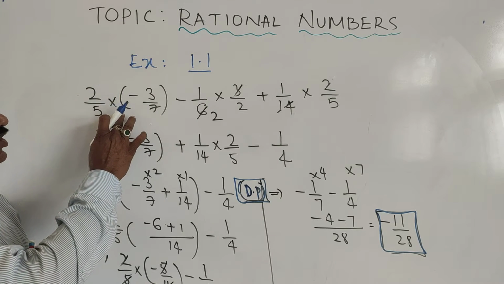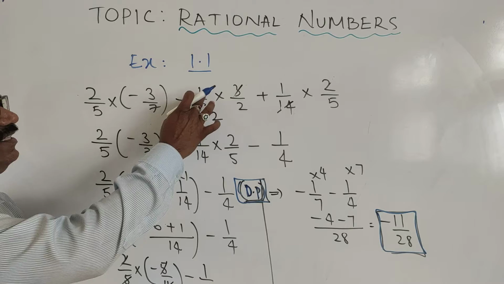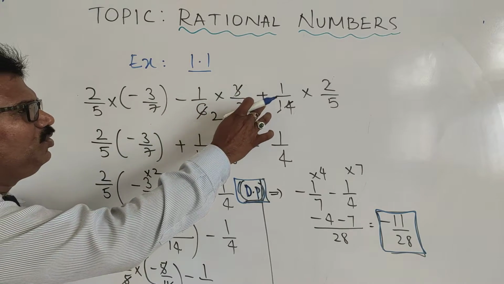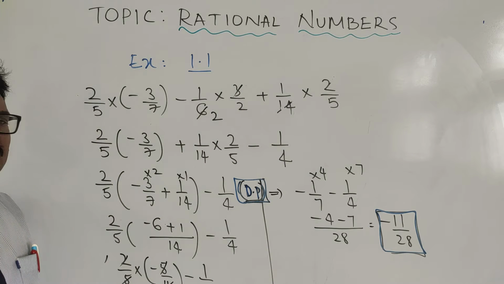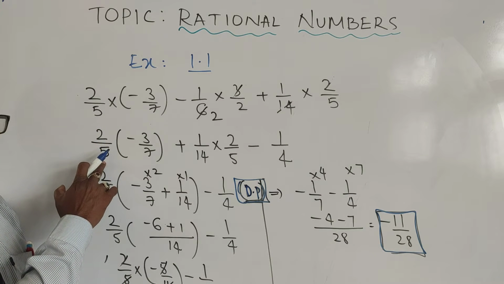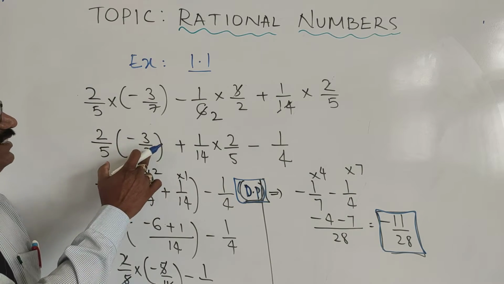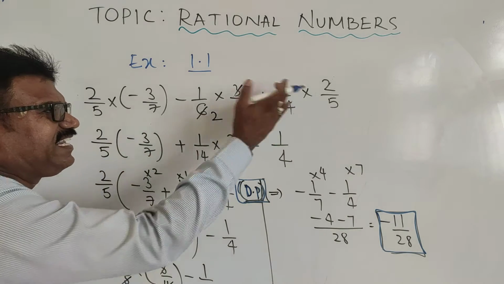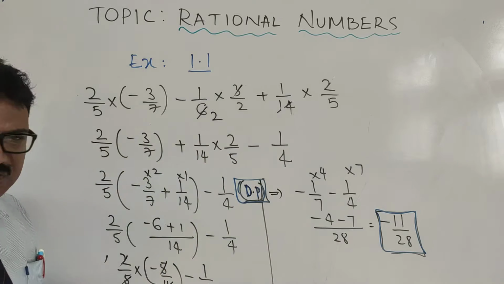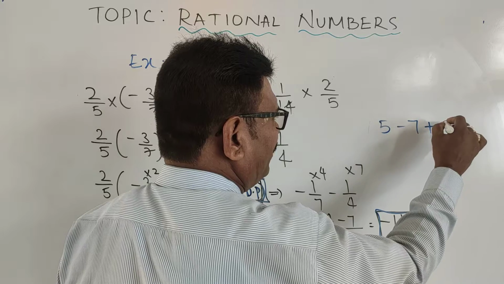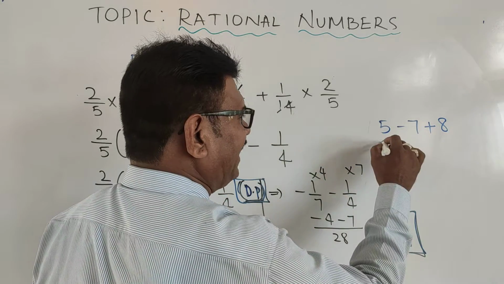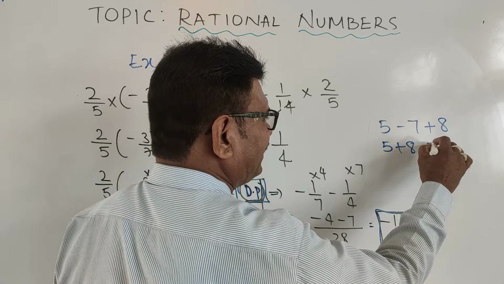2 by 5 into minus 3 by 7 minus 1 by 6 into 3 by 2 plus 1 by 14 into 2 by 5. Here we should take one number as common. One number means one rational number. Now 2 by 5 I have taken common, minus 3 by 7 as it is, plus 1 by 14. I just rearrange, shuffle the numbers, that much only. That means if the numbers are 5 minus 7 plus 8, you can write it like this: 5 plus 8 minus 7.